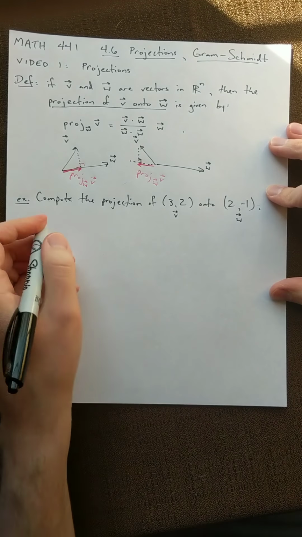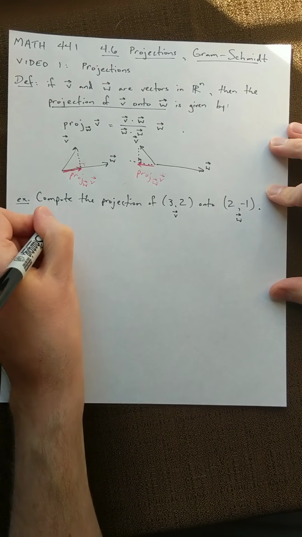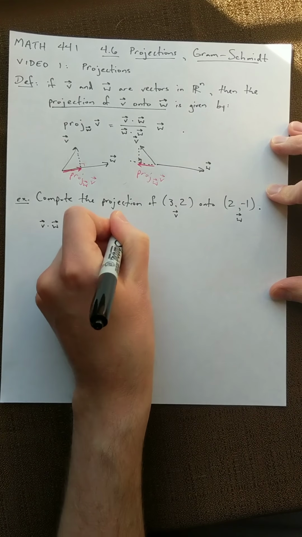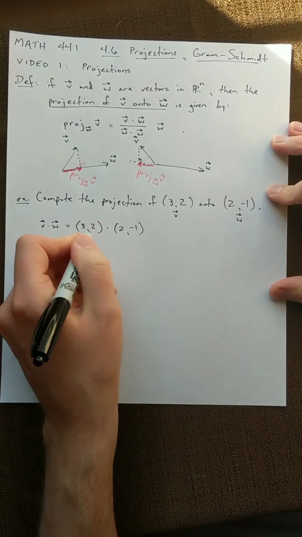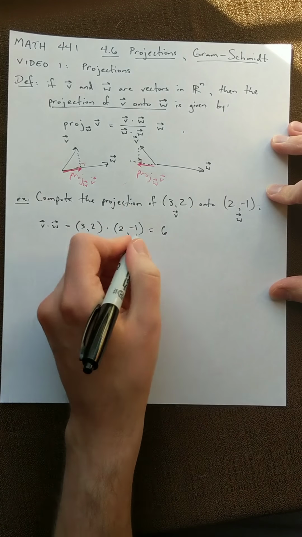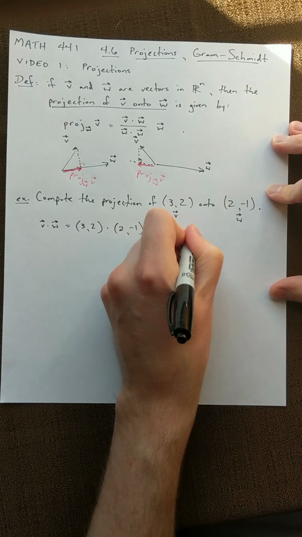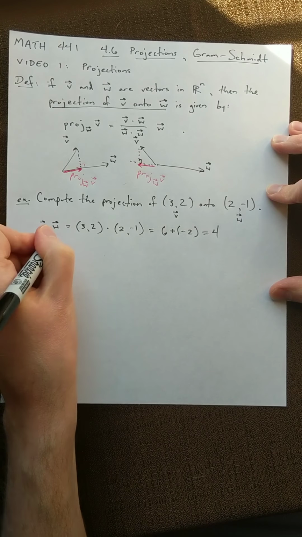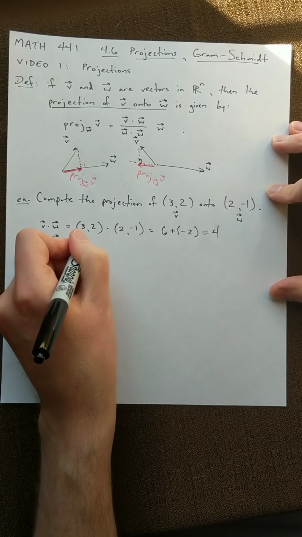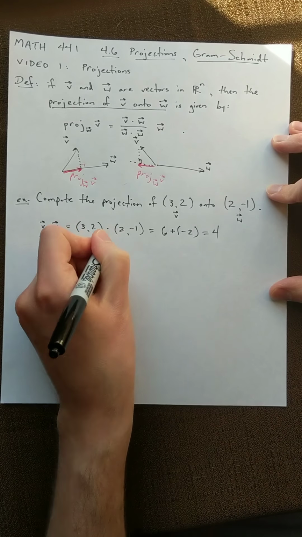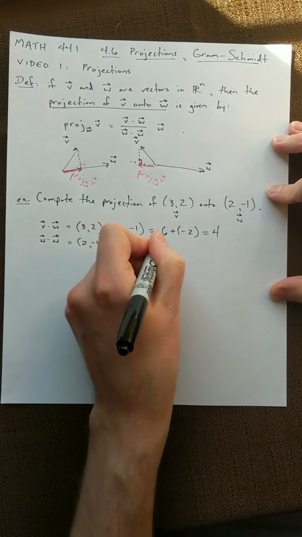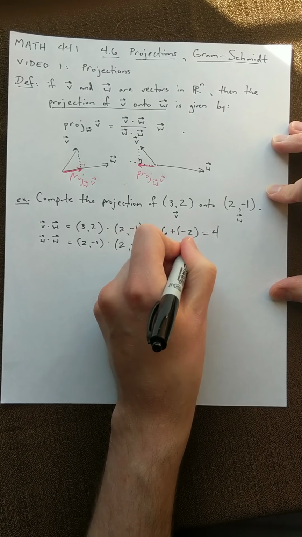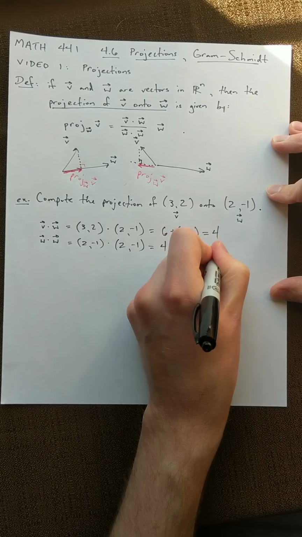And so we're going to need to know the dot product v dot product w would be (3, 2) dot product (2, -1). Multiply their first components, you get 6. Multiply their last components, you get -2. 6 minus 2 would be a 4. If you do w dot product w, we get (2, -1) dot product (2, -1), which is 2 times 2 plus -1 times -1, which is a 5.